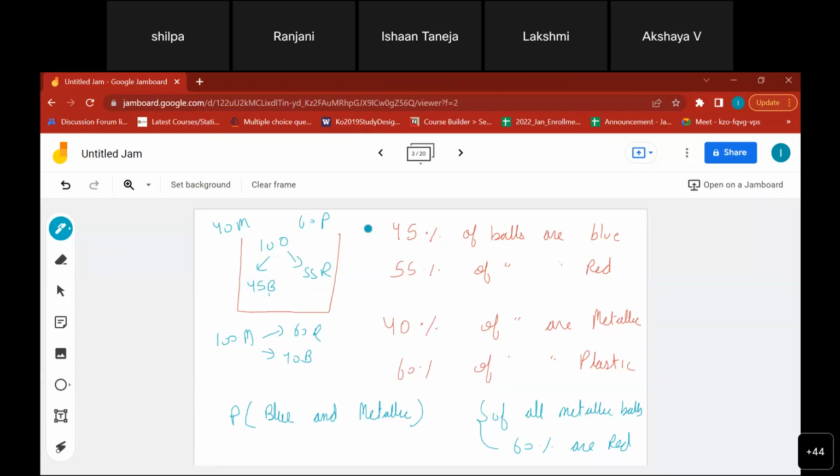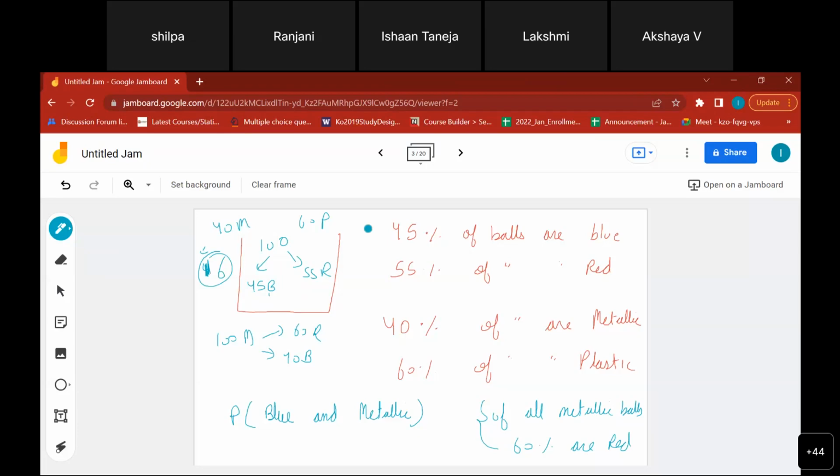What's the final answer according to you? Answer 0.16 is what I think. Okay, 40% of these metallic balls are blue, right? So 16 balls would be blue and metallic. Correct. So favorable cases would be 16 and total would be 100, by the assumption of 100.